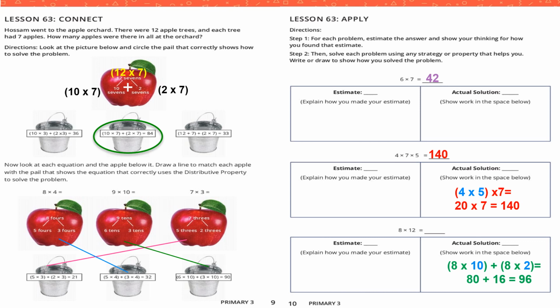I will add ones with ones and tens with tens. 6 plus 0, 6. 1 plus 8, 9. You can also split this 12 into any different numbers. Maybe 6 plus 6, maybe 7 plus 5, as you want.